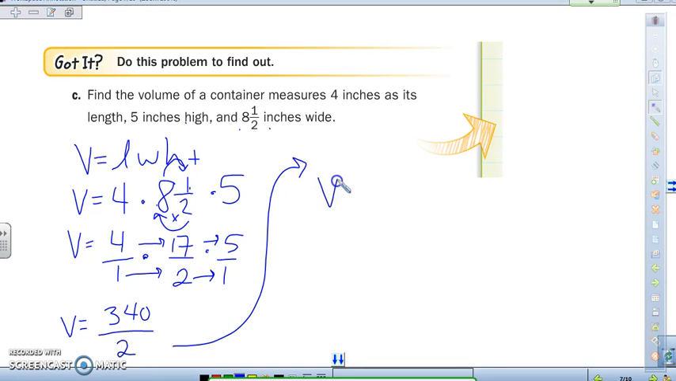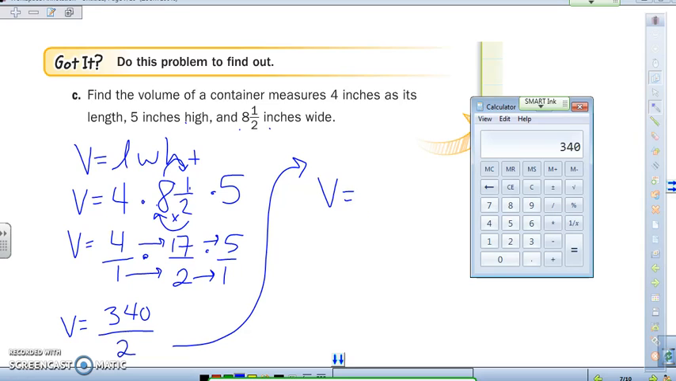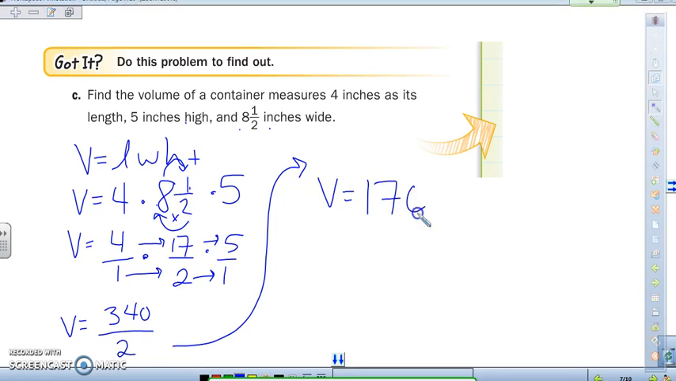And we will then divide 340, because you see it right here, divided by 2. And that gives me a perfect 170 inches, and it's going to be to the third power. Now, not every problem we do is going to work out perfectly, and we will do some extra practice with ones that do not work out perfectly.